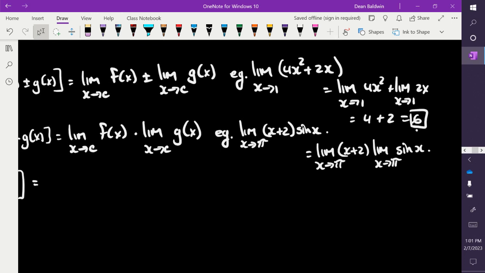What's the answer? So you'd plug it in, you'd get pi plus 2 times sine of pi. What's sine of pi? 0, right? Sine of 180 is 0. So the answer is 0.